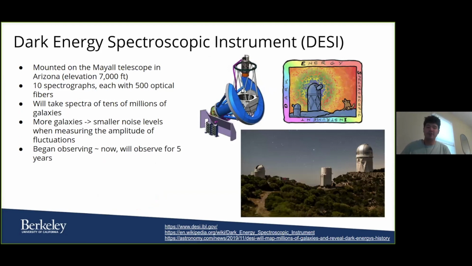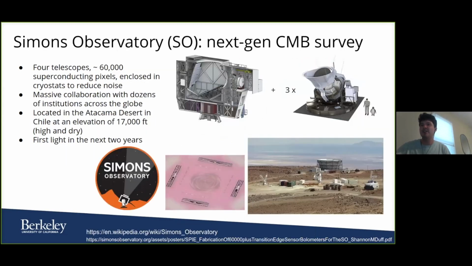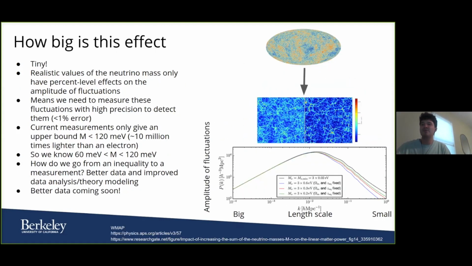So on the other side of the coin, for measurements of these matter fluctuations that are nearer to the present, there's an experiment called the Dark Energy Spectroscopic Instrument, which has just started observing. It's in Arizona, again at a high altitude, not quite as high, but still pretty high up there. This thing is going to image tens of millions of galaxies in the next 5 years. And as you image more and more galaxies, the error bars on this plot of the amplitude of fluctuations as a function of scale go down. So they get smaller and smaller, and you become more and more sensitive to this effect of neutrino masses.